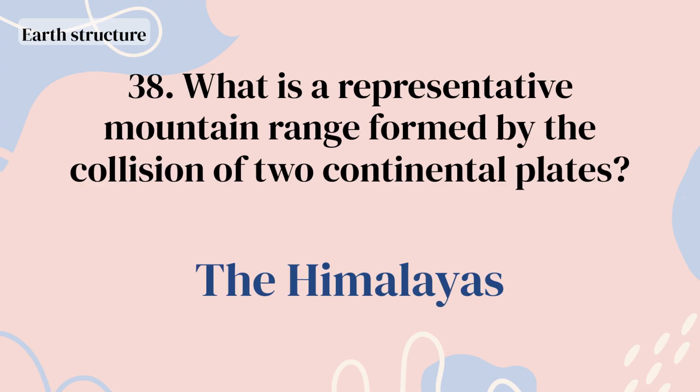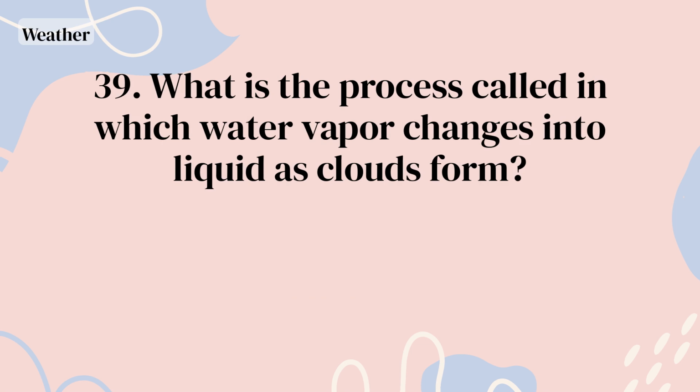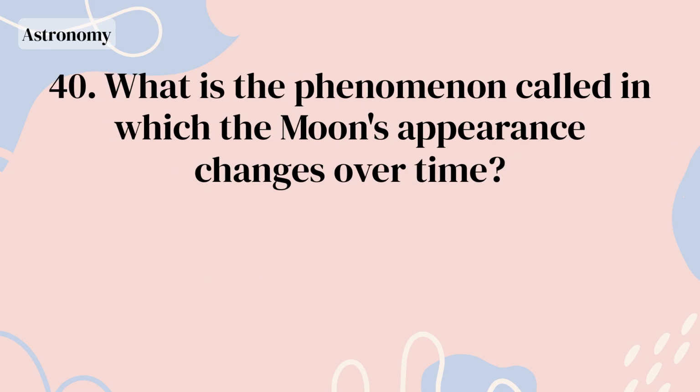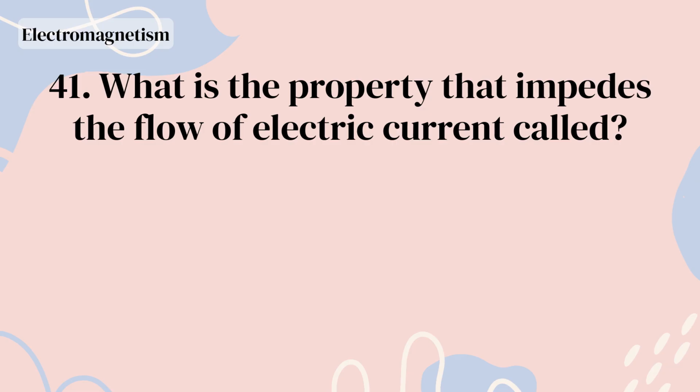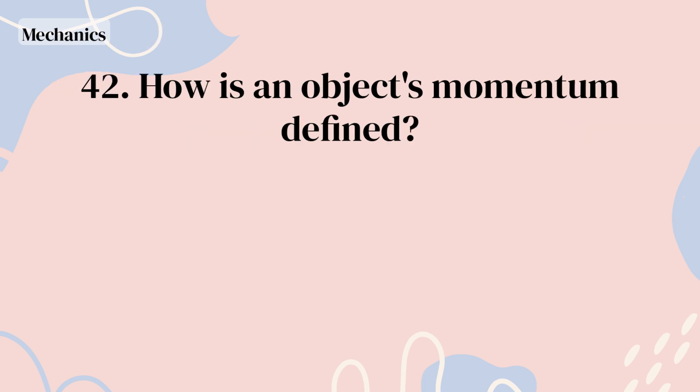The Himalayas. What is the process called in which water vapor changes into liquid as clouds form? Condensation. What is the phenomenon called in which the moon's appearance changes over time? Lunar phases. What is the property that impedes the flow of electric current called? Resistance. How is an object's momentum defined?